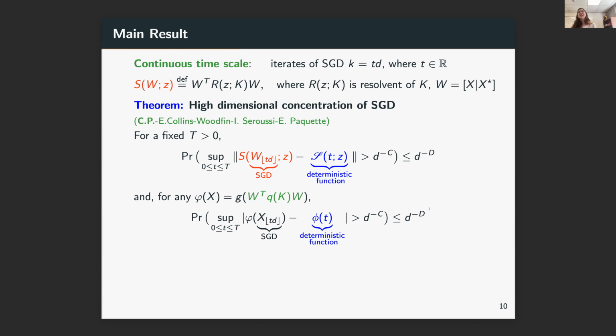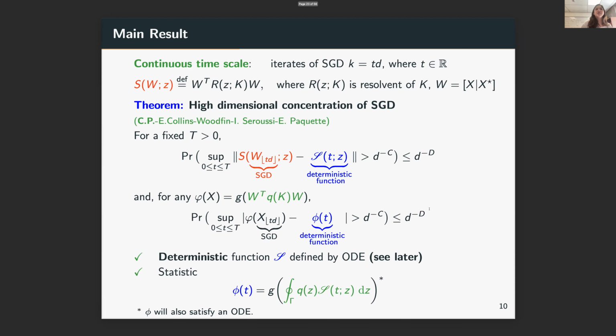And any statistic of it applied to SGD also concentrates to a deterministic function. Why? Again, what we'll see is that this deterministic function for S is going to be defined by an ODE. And as we just saw, every statistic that we're interested in is basically just a function of this S, so we can derive the deterministic thing for the statistics we're interested in as just taking G over a contour integral.